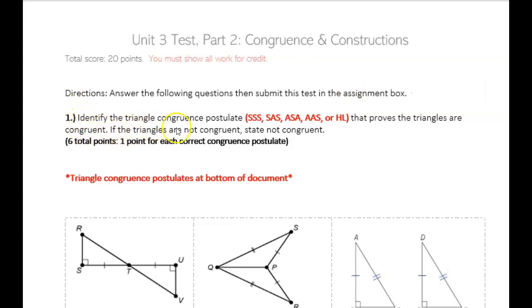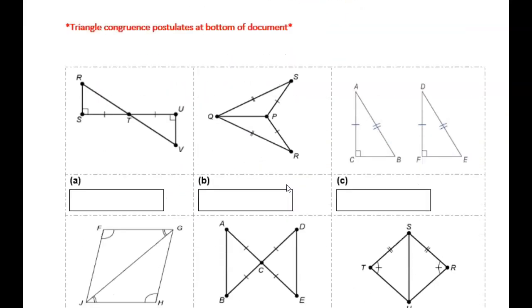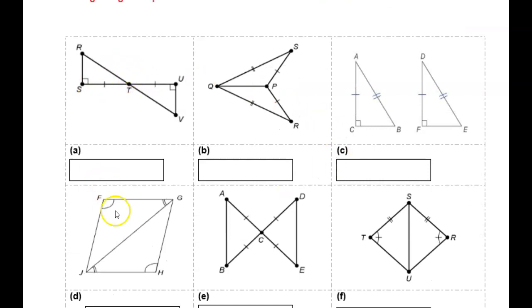Number 1, identify the triangle congruence postulate listed here that proves that the triangles are congruent. If the triangles are not congruent, then state they are not congruent. This is worth 6 points. You get 1 point for each correct congruence postulate. Triangle congruence postulates are listed at the bottom of the document. So you've got 6 of these triangles that you need to prove are congruent or state that they are not.